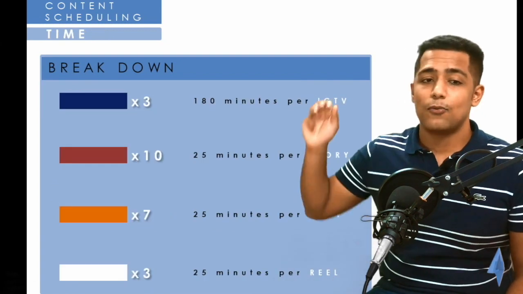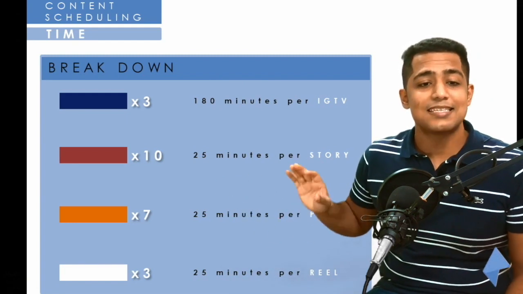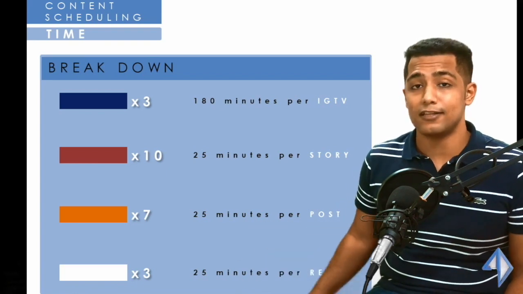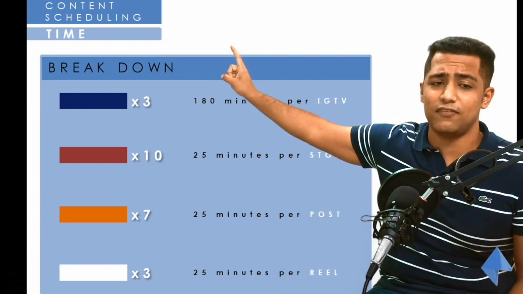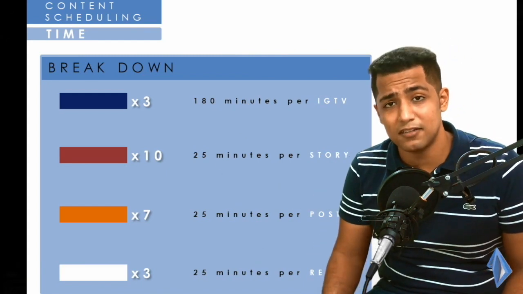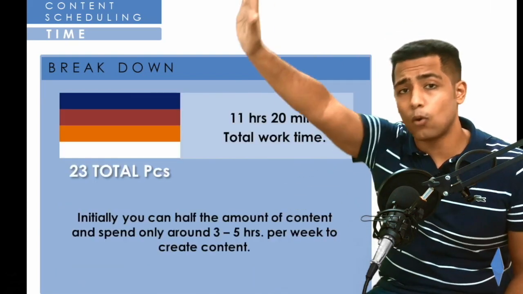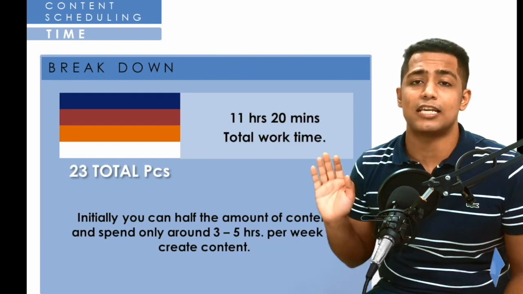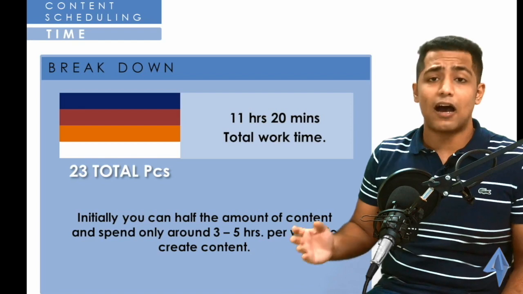As you can see, we have 3 pieces of content for IGTV, 10 pieces of content for story, 7 pieces we need to create for posts, and just 3 pieces of content for reels. If I consider the timing we have taken here, which is 3 hours to make 1 piece of IGTV, 25 minutes per story, another 25 minutes per post, and 25 minutes for reels, we can see that it's going to take 23 total pieces of content. I've broken down the 45 and brought it to 23, and it is going to take us approximately 11 hours and 20 minutes in an entire week. That's less than half a day's work for you guys to create.